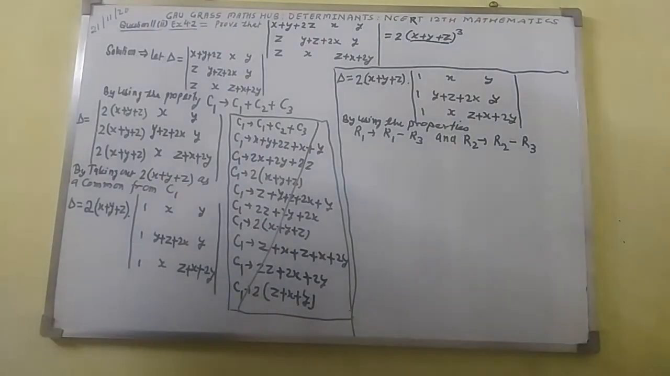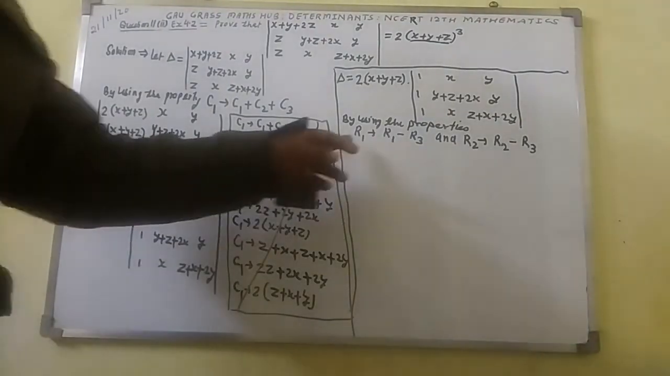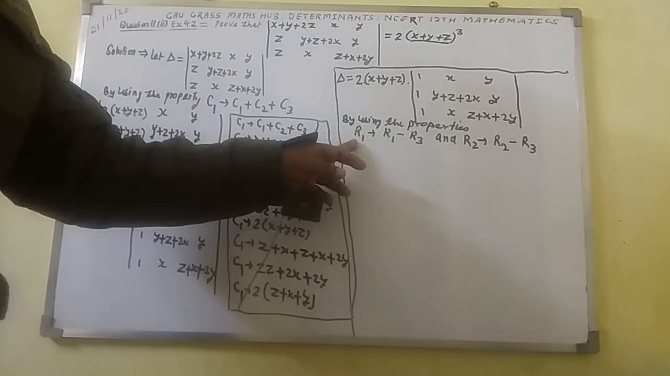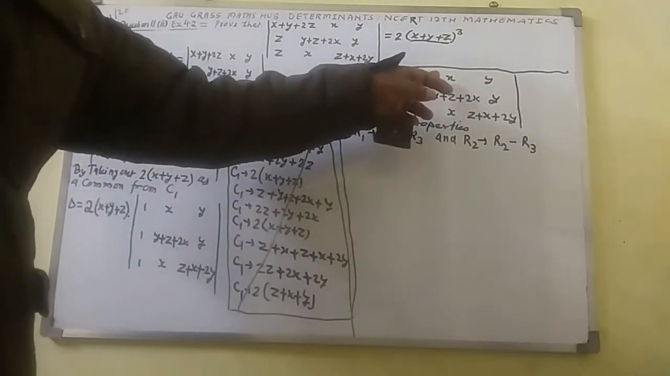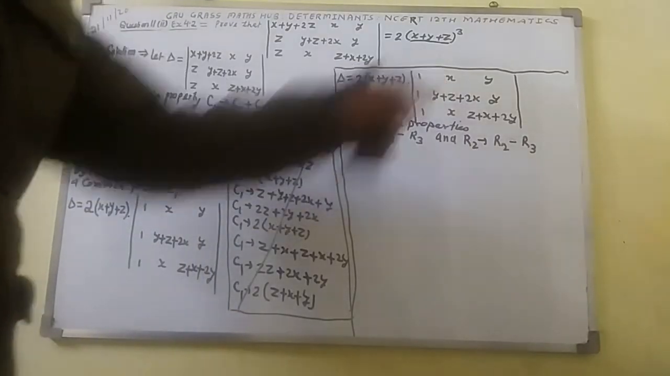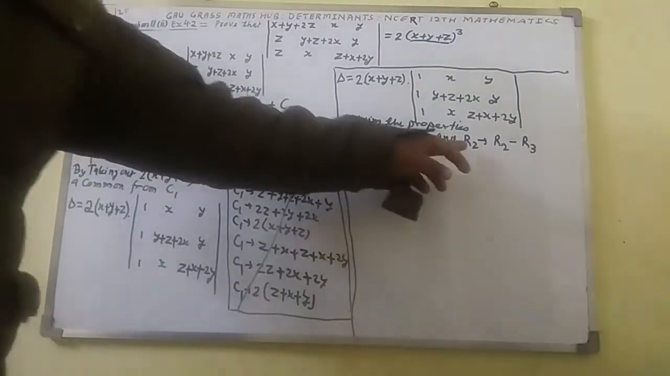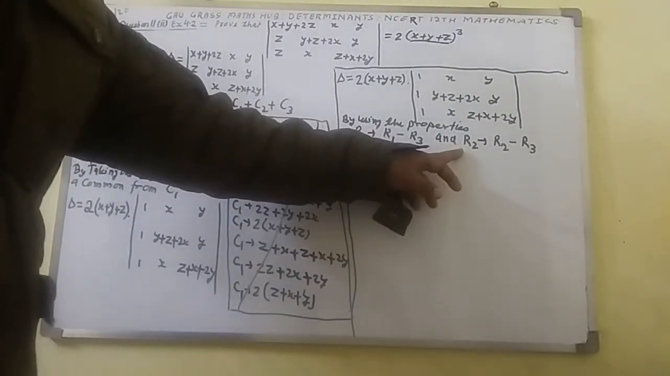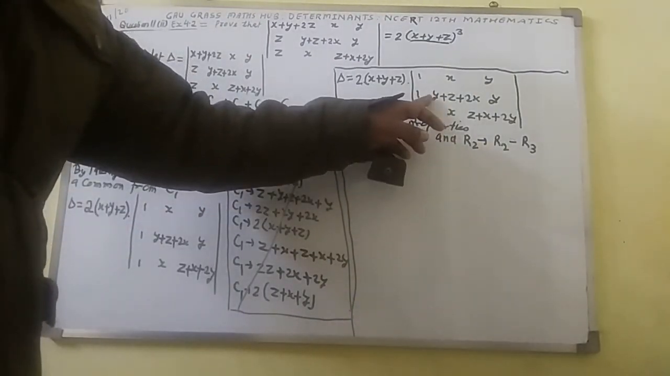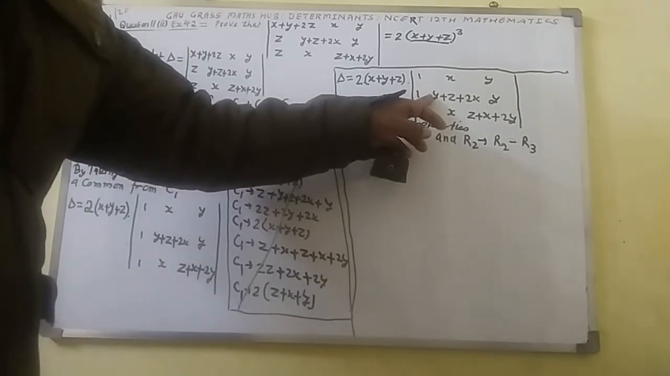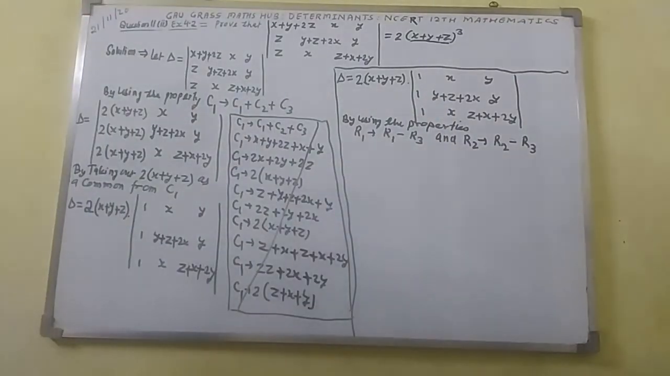Here you can see R1 goes to. This means that changes will occur only in the first row. Here you can see R2 goes to. This means that changes will occur only in the second row. There will be no changes in the third row here. Here I shall write the third row as it is.